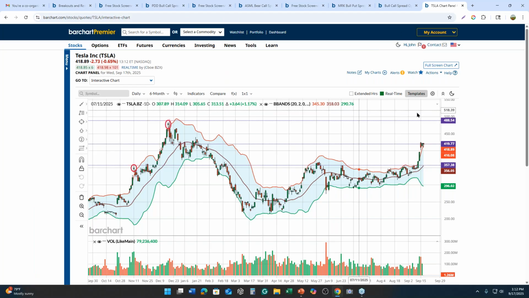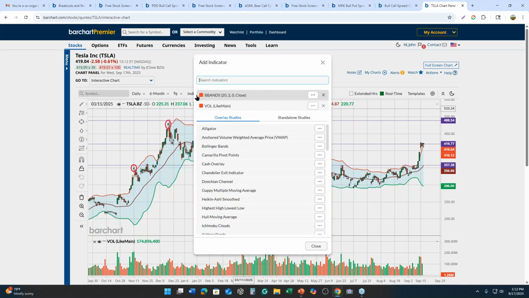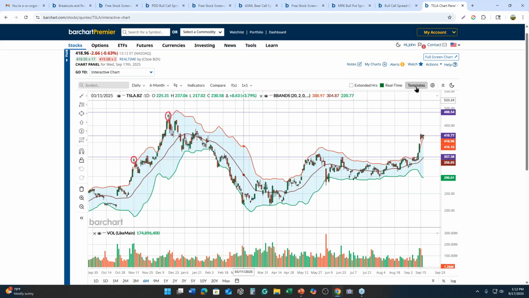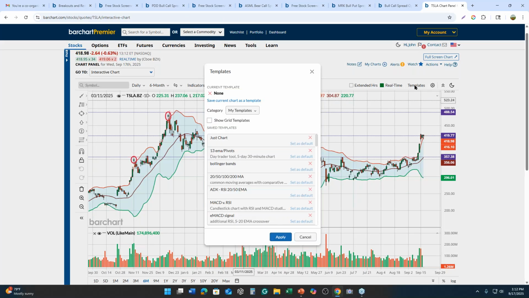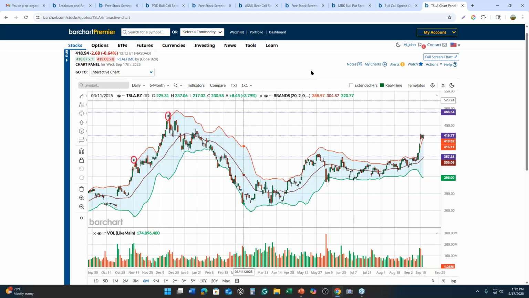Before we start, just to give you some reference, on my Tesla chart I have added two indicators. One is Bollinger Bands, which is found under overlay studies. There you can see it. And then I've added volume, which is a standalone study. One of the benefits of being a Barchart subscription member is that you can create multiple templates, and this would be a great way to create a template that allows you to do this analysis.